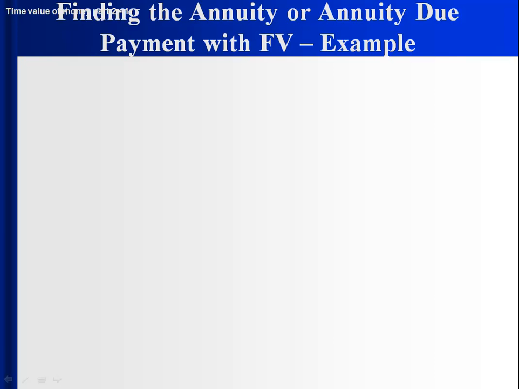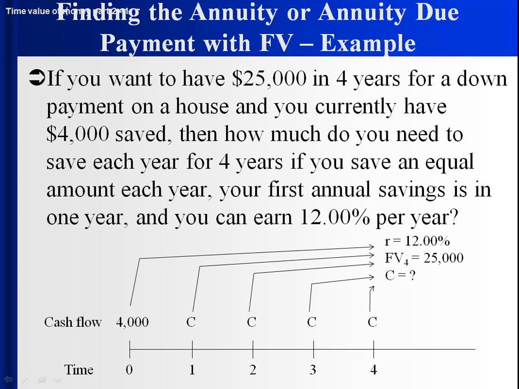Let's look at some more examples of finding a payment associated with an annuity or annuity due when we're saving future value. So in 4 years we want to have $25,000 in order to buy a house. We've done a decent job getting started. We have $4,000 saved currently. How much do we need to save each year for 4 years?